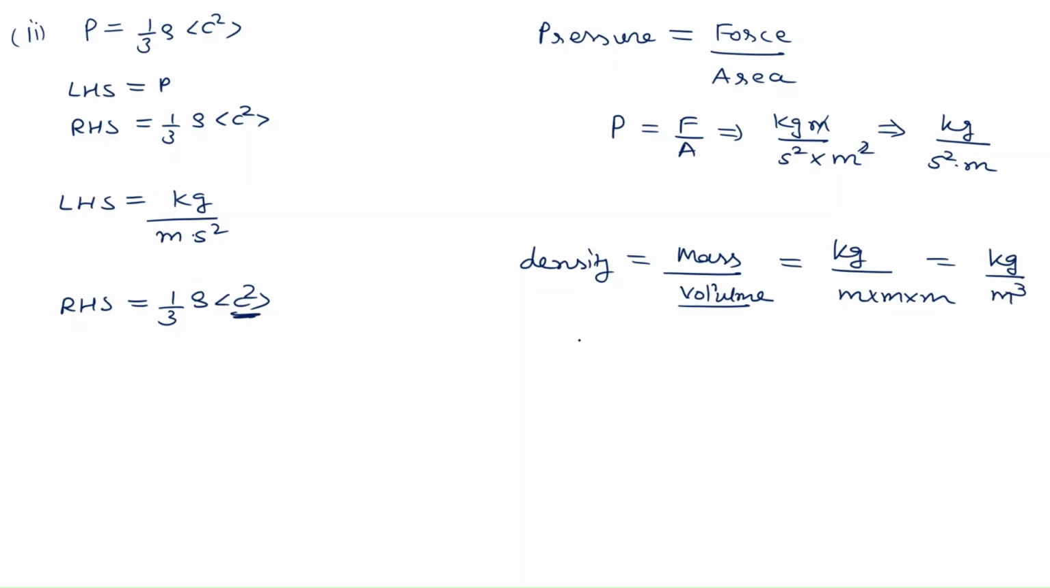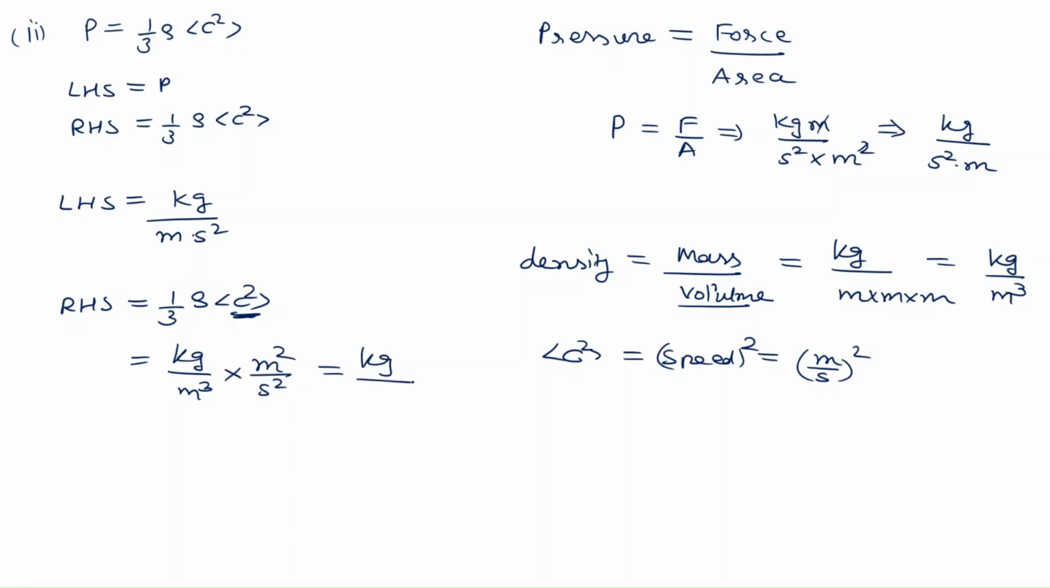Now c square. They give it in the question as a speed squared, so speed you have to square. What is the unit of speed? Speed means meter per second. We have to square it. Here we omit the one third because it has no SI unit. So we are left with kilogram per meter cube into meter square per second square, and we got kilogram per meter into second square.